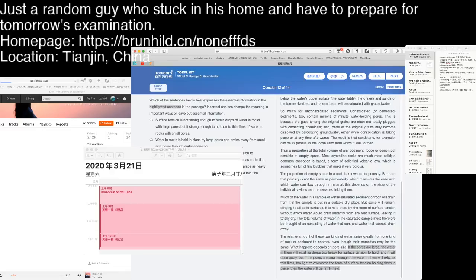If the force of surface tension is too weak to hold water in place as heavy drops, the water will continue to be held firmly in place as a thin film. If the force of surface tension is too weak... It's so distracting. If the force of surface tension is too weak, it's A. I cannot read it with the background noise.